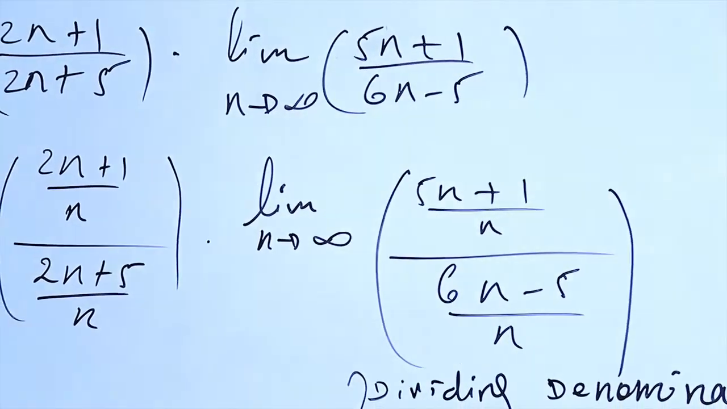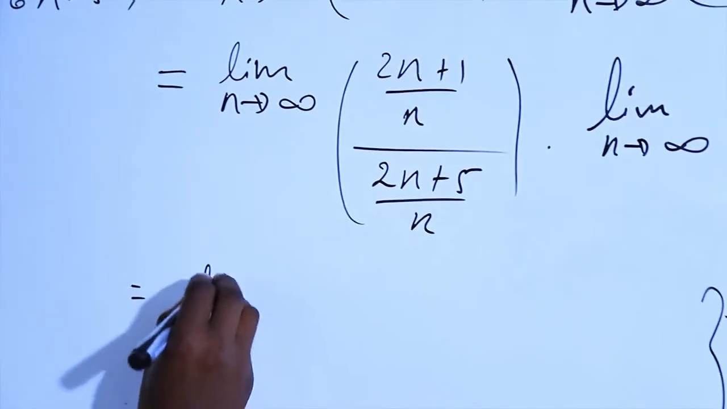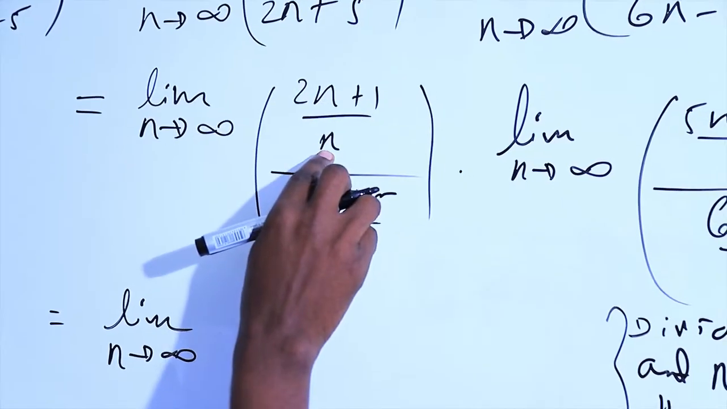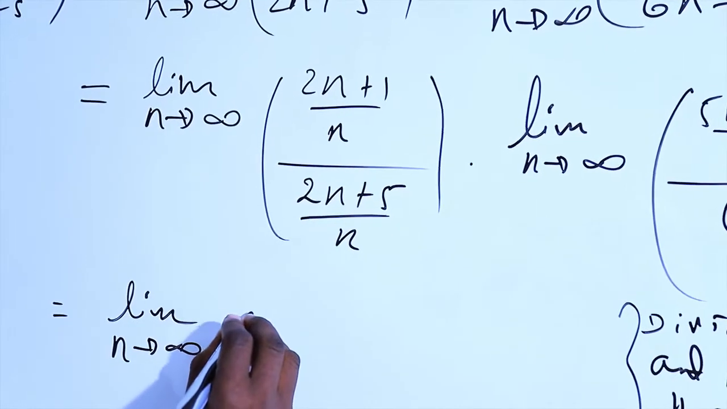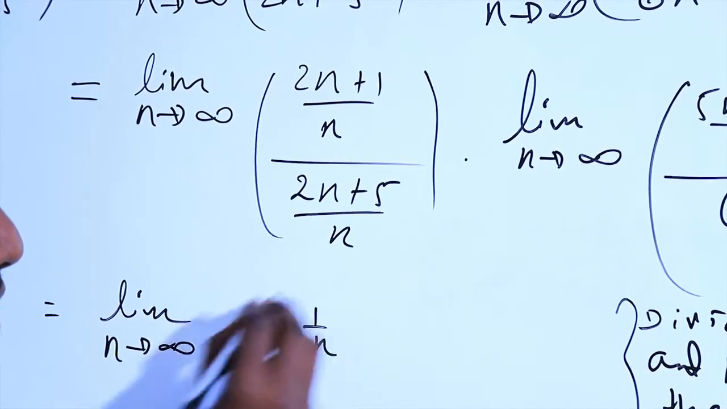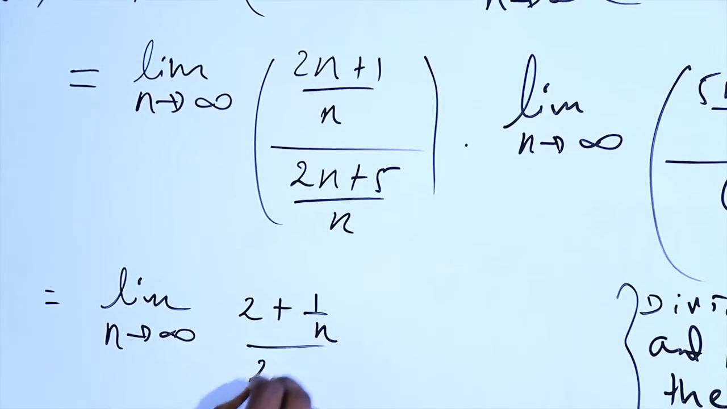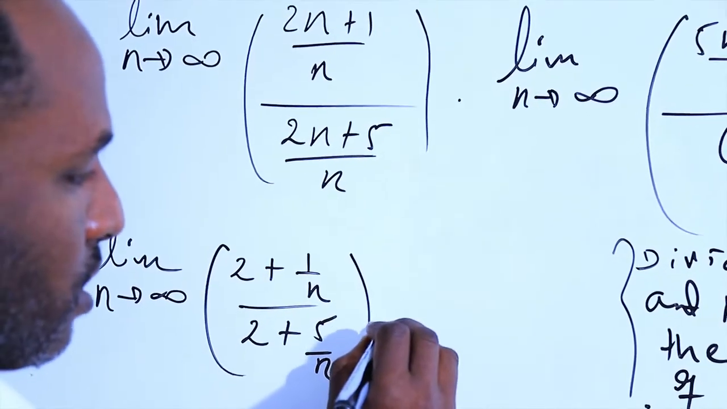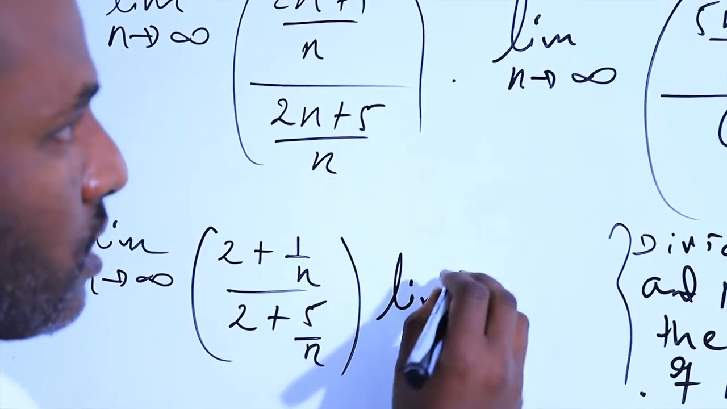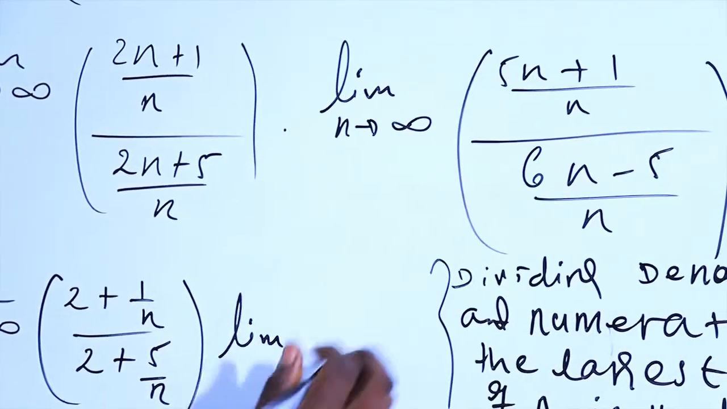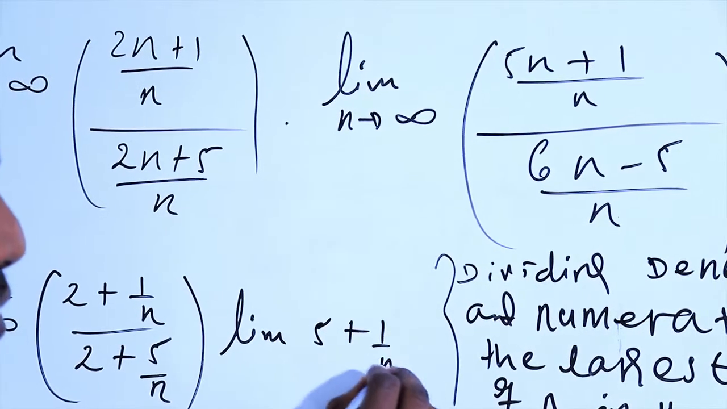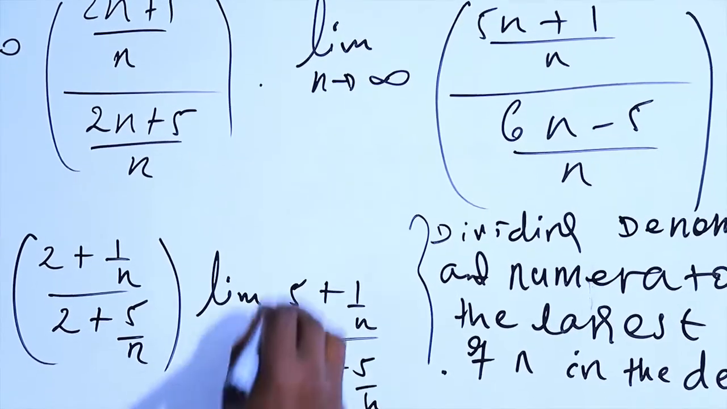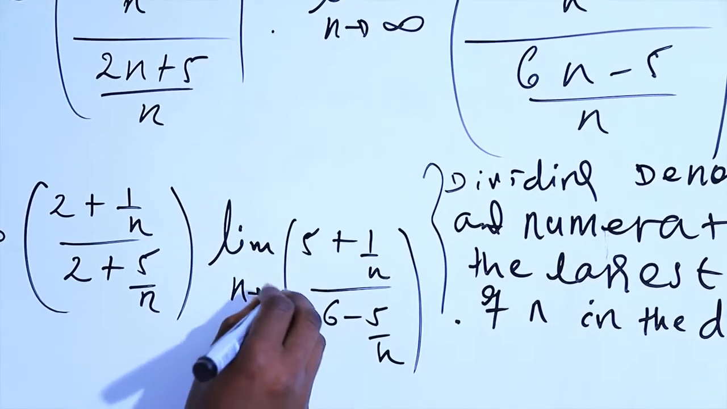from numerator and denominator. Therefore this can be simplified as the limit of the sequence as n approaches infinity, which in this part is 2n over n plus 1 over n, which is simply 2 plus 1 over n, over 2 plus 5 over n, when n approaches infinity, times the limit of the sequence 5n plus 1 over n, which means 5 plus 1 over n, over 6n over n, which means 6 minus 5 over n, when n approaches infinity.